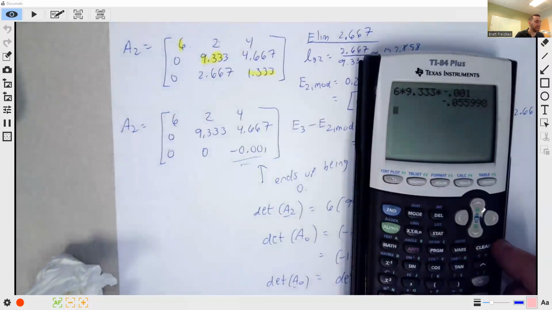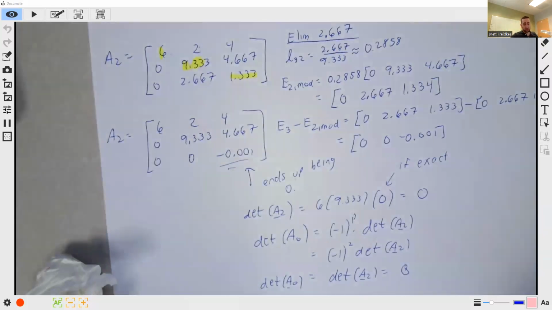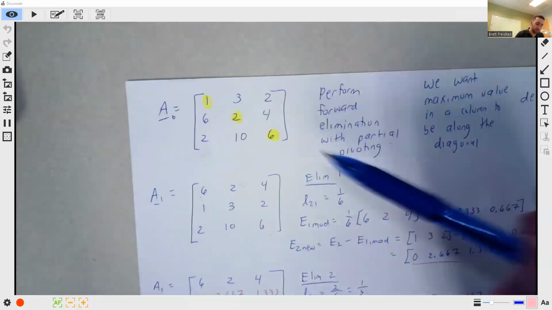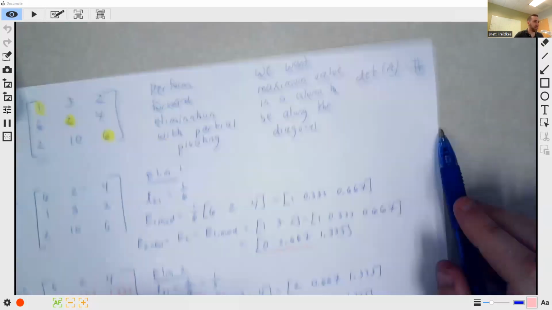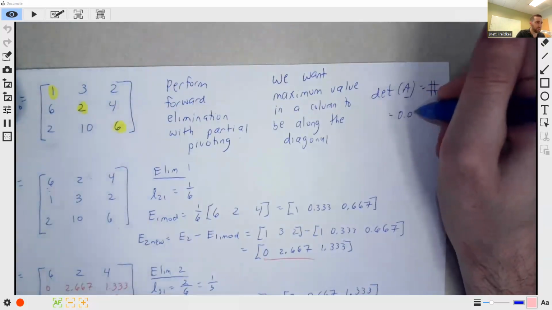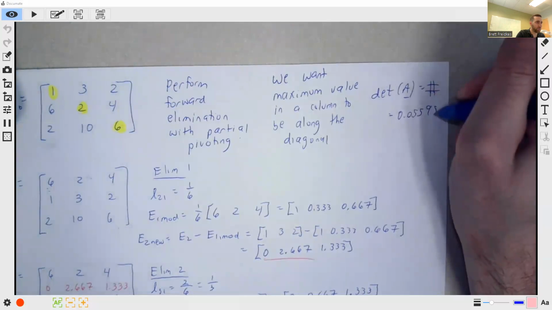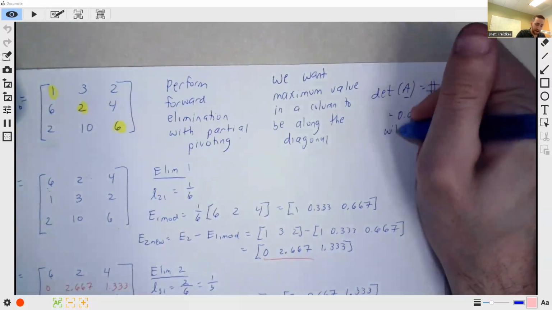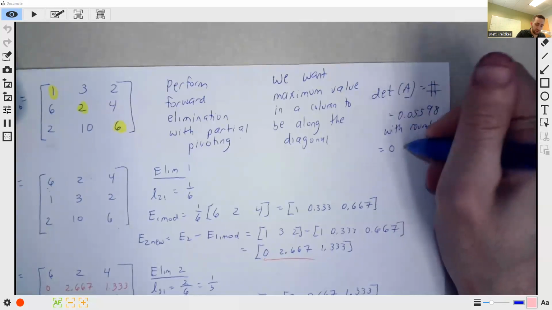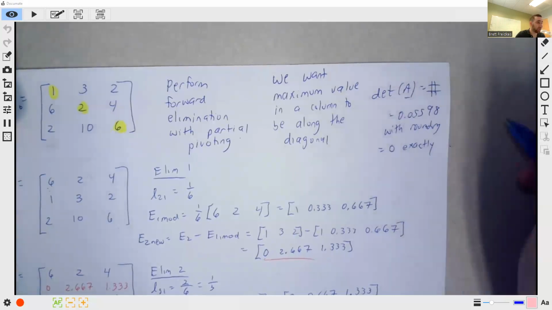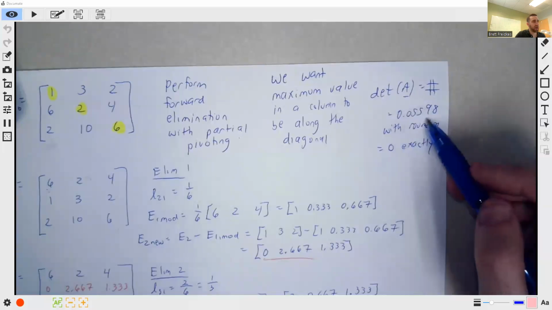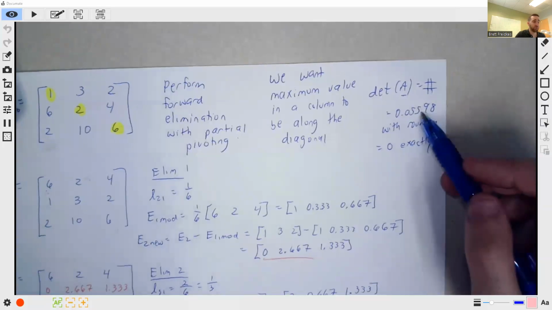If we were to do forward elimination on that original matrix, without pivoting, the determinant of this, remember I said it's the determinant of some number, that number, if we do sig figs, would be that 0.05598 or whatever it was with rounding, and ends up being 0 exactly. So because we pivoted twice, the determinant of our final matrix we had is equal to this.